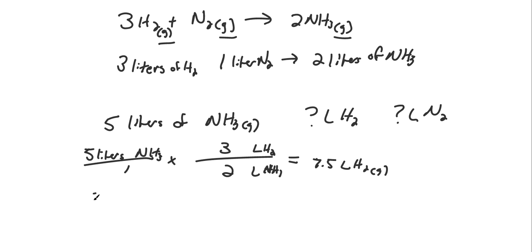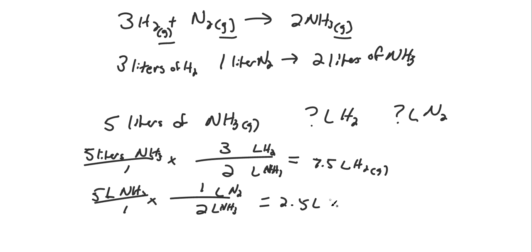Same thing with the other one. Start with 5 liters NH3 over 1 times, and then we want to get rid of liters NH3, and we want to get liters of N2 gas. We know that 1 liter of N2 gas is required to make 2 liters of NH3. So 5 times 1 divided by 2, or 2.5 liters of N2 gas would be required.